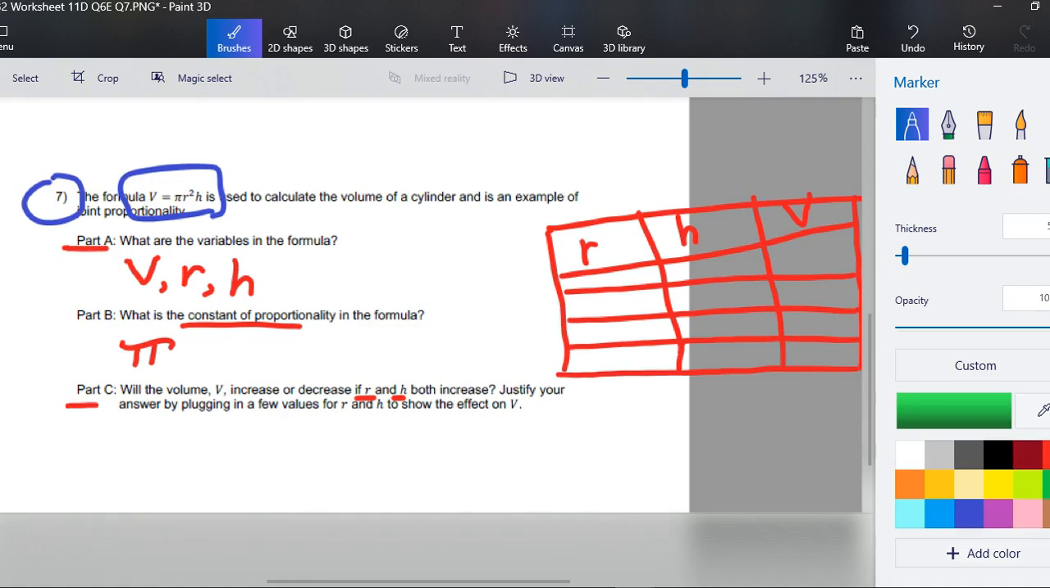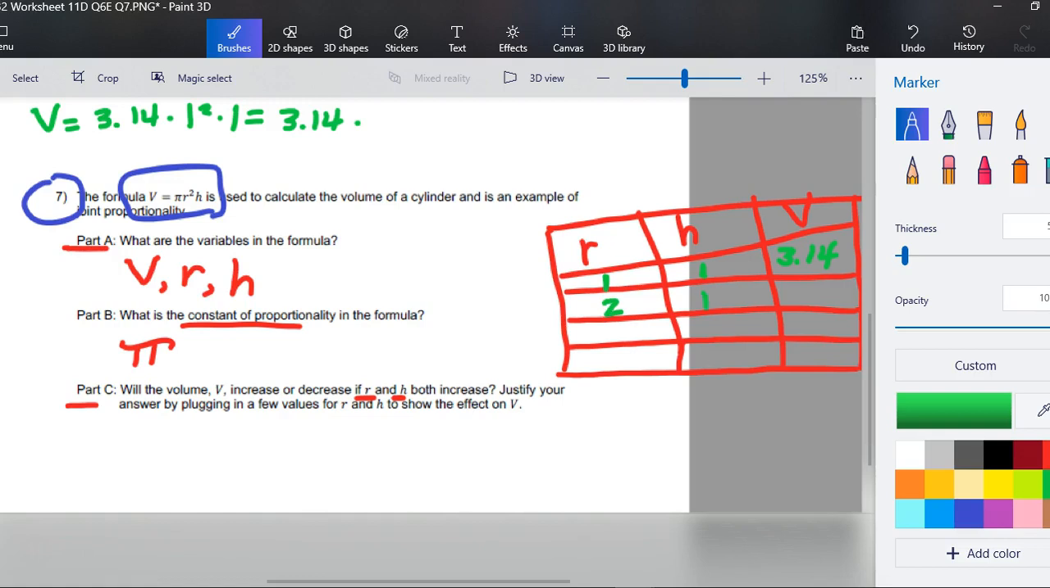So playing around with these, what if you let the radius be 1 and let the height be 1? Let's see what volume we're going to get. So volume is pi times 1 squared times 1, and that's going to be 3.14 times 1 times 1 times 1. Well, it's about 3.14.